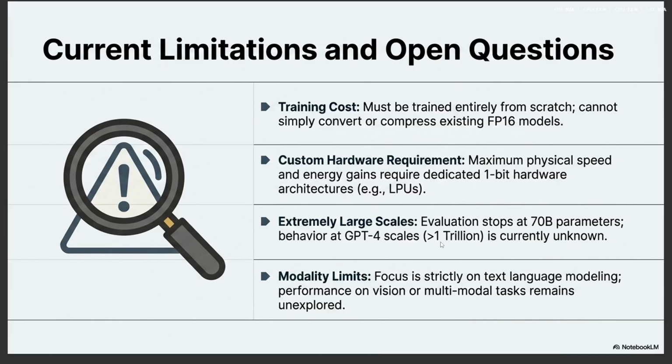The third limitation is scale. The paper evaluates up to 70 billion parameters, but it is still not fully clear how this method behaves at extremely large scales. And finally, the paper mainly focuses on text language modeling. Its performance on vision language or multimodal tasks is still an open question. So BitNet b1.58 is a very promising direction, but it is not a complete solution for every type of AI model.